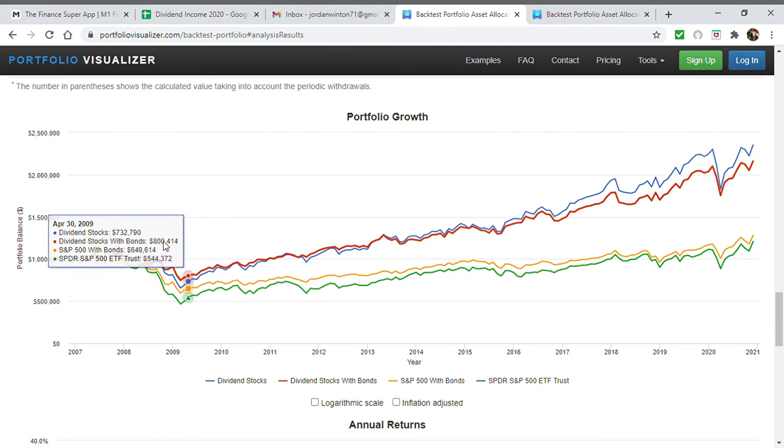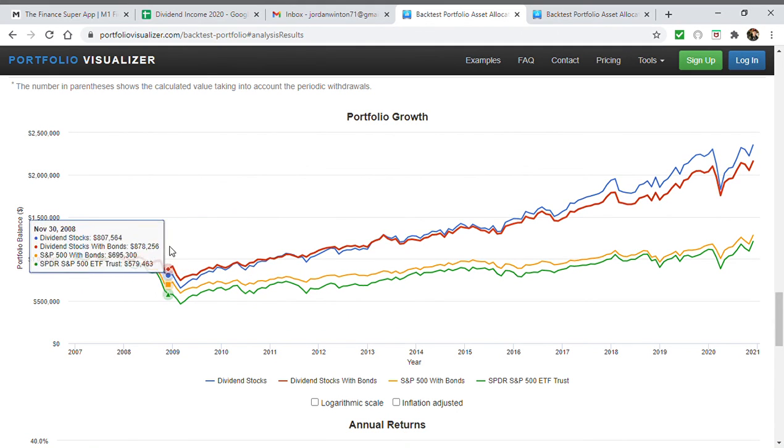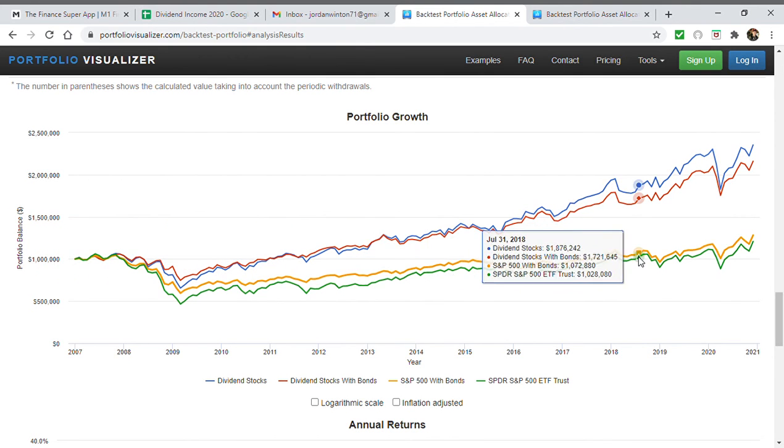If you were to retire in 2007, if you see the downturn here at the beginning of 2009, you would have had your portfolio cut in half with just the S&P, and if you had some bonds in there, it would have been a little bit better. If you had dividend stocks with bonds, that was the best performer because that is the most safe of these, and then the dividend stocks would have been second place, just a little bit higher than that of the other two. And then if we go further, let's scroll all the way to the end.